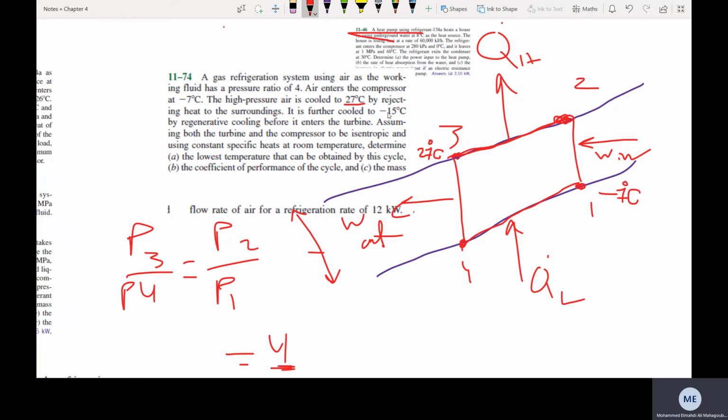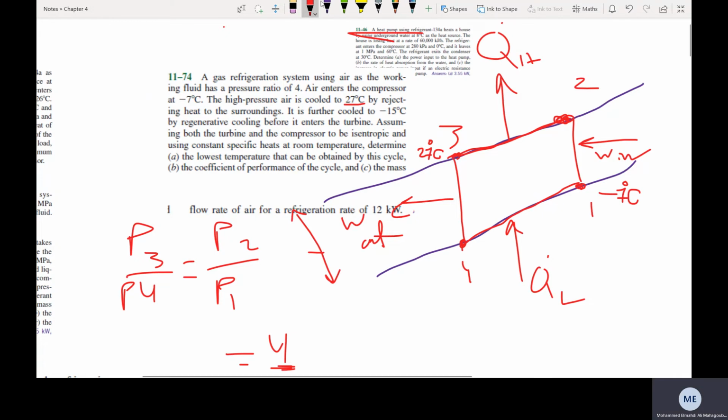And it is further cooled to -15 by regenerative cooling before it enters the turbine. So where is the turbine? The turbine should be here. The high pressure air is cooled to 27 by rejecting heat to the surroundings.